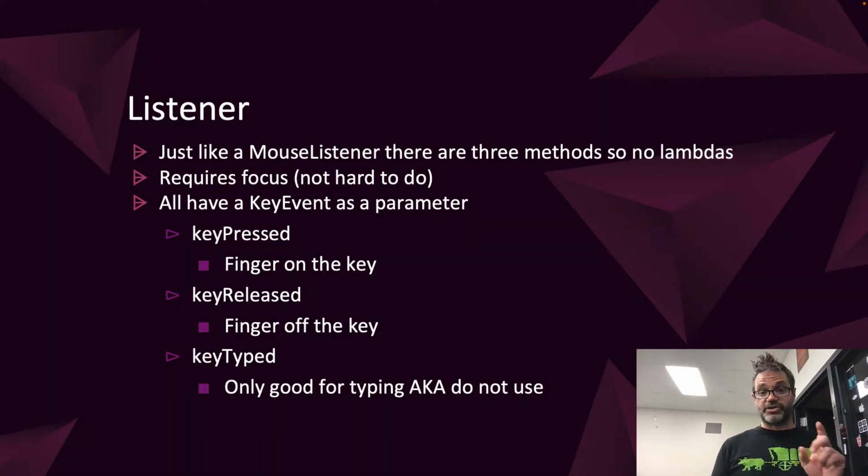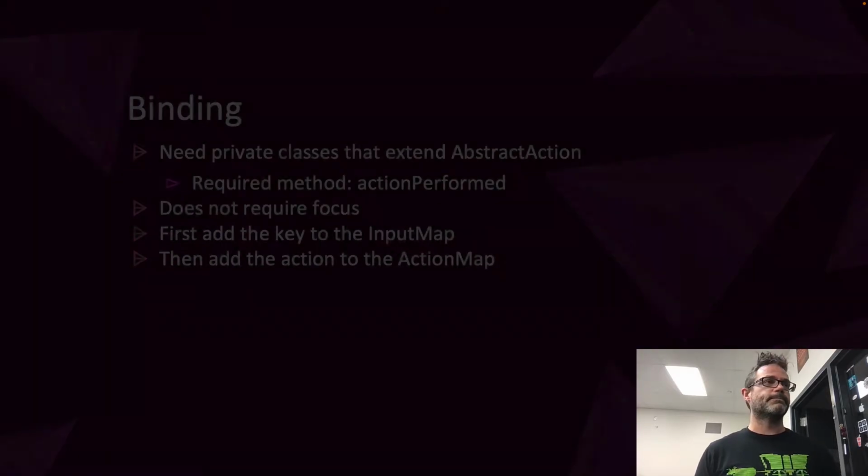Key pressed is your finger is on the key. Key released, guess what? Yep, that's right. The finger is off the key. And then key typed is only good for typing-based interactions. So if you're trying to do something like a game or like moving a cute little duck around, it's not going to be anything you're going to work with. So key typed is basically don't use.